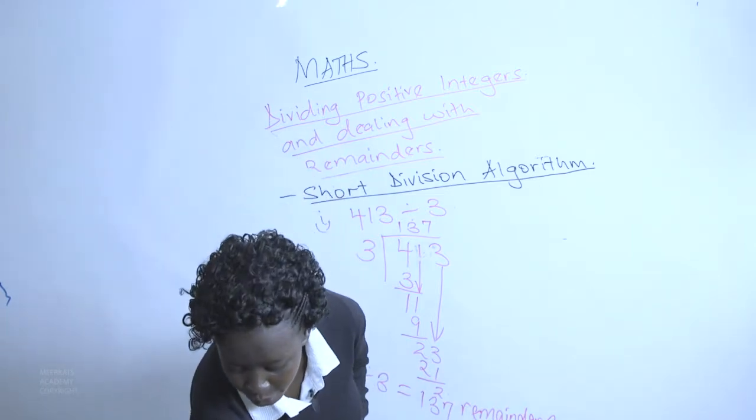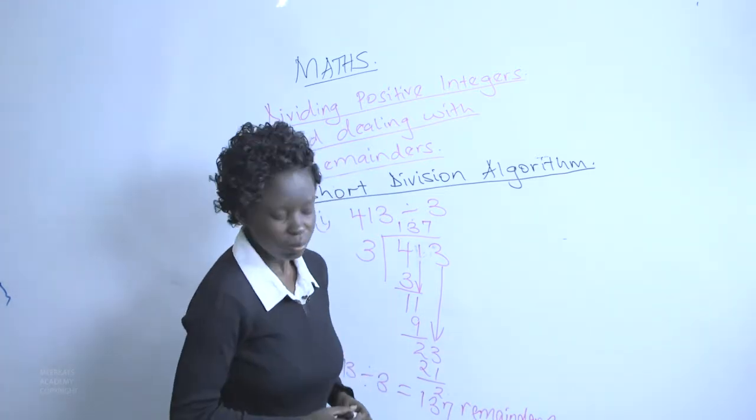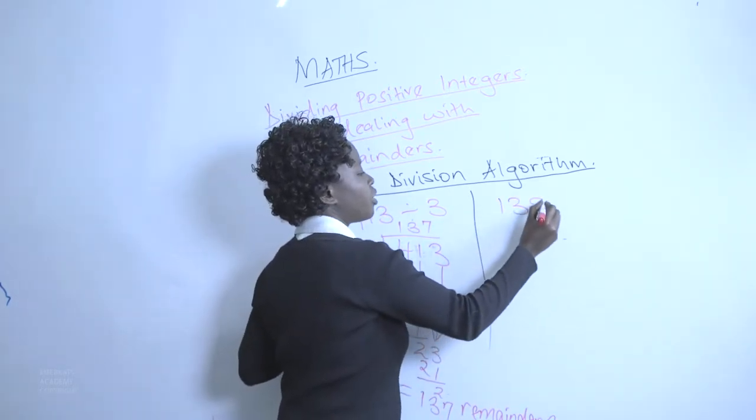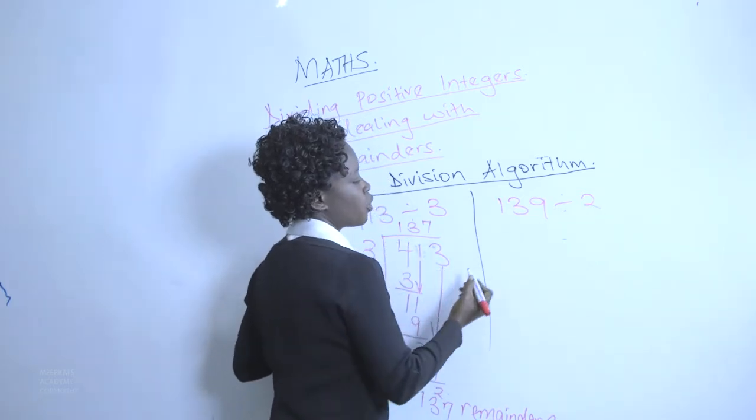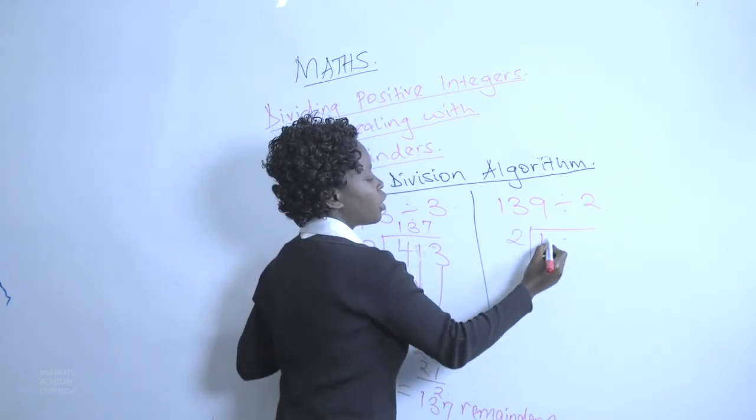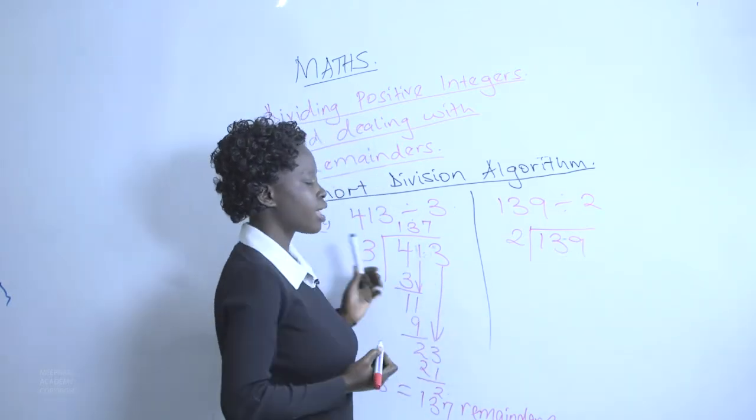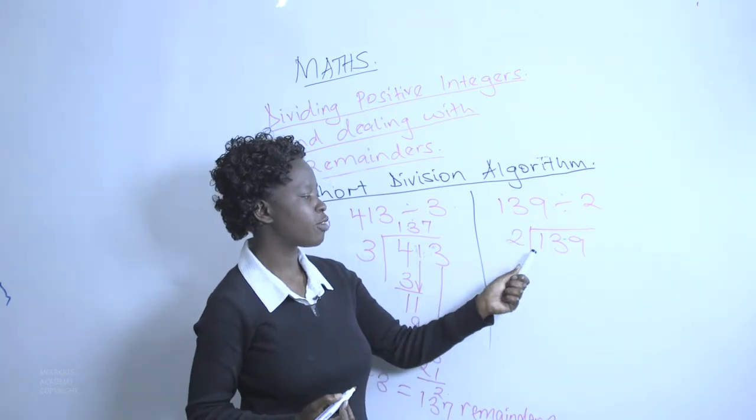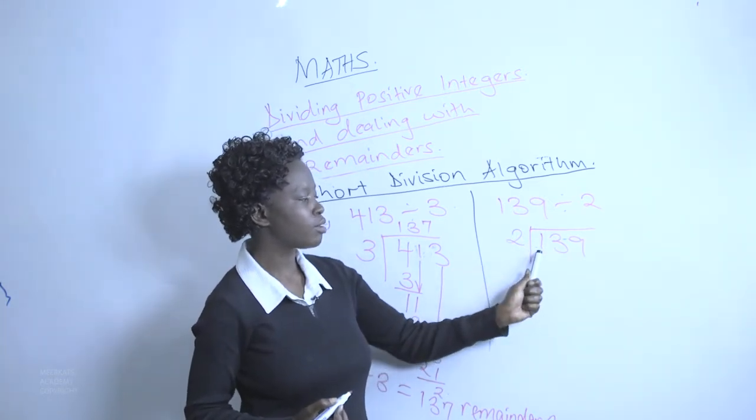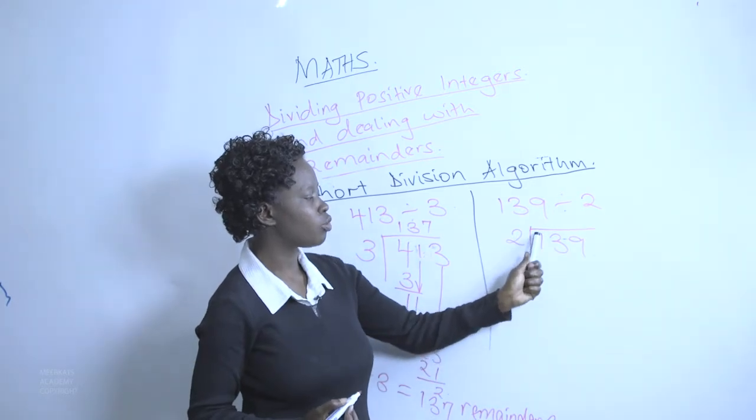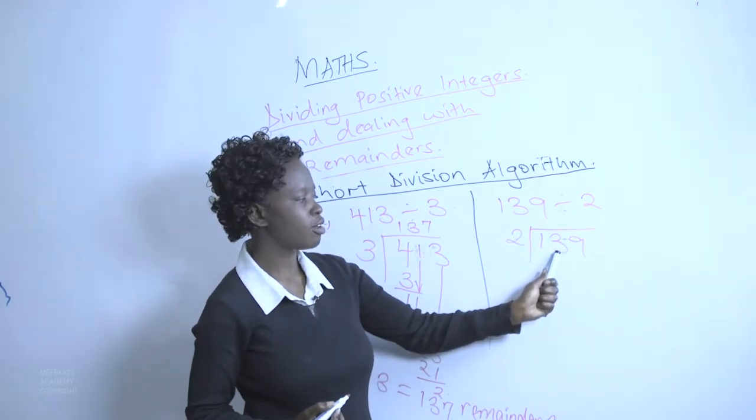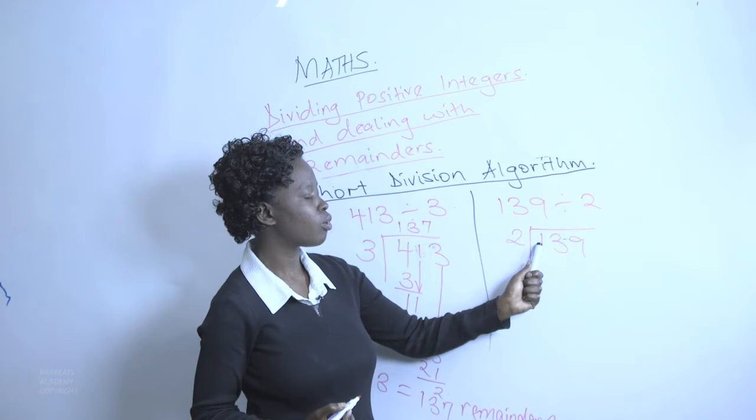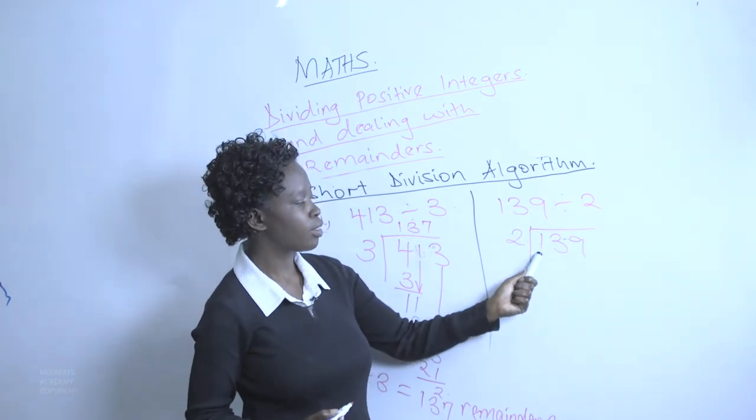The second example we have, we have 139 divided by 2. So we have 2 into 139. In this case, the first digit we have on the far left is 1, and you find that 1 is a figure that is less than 2. So we will not be able to divide unless we bring in the second figure. So the second figure that we have in this group is 3. When we bring 3 closer to 1, then we form a digit that is 13.